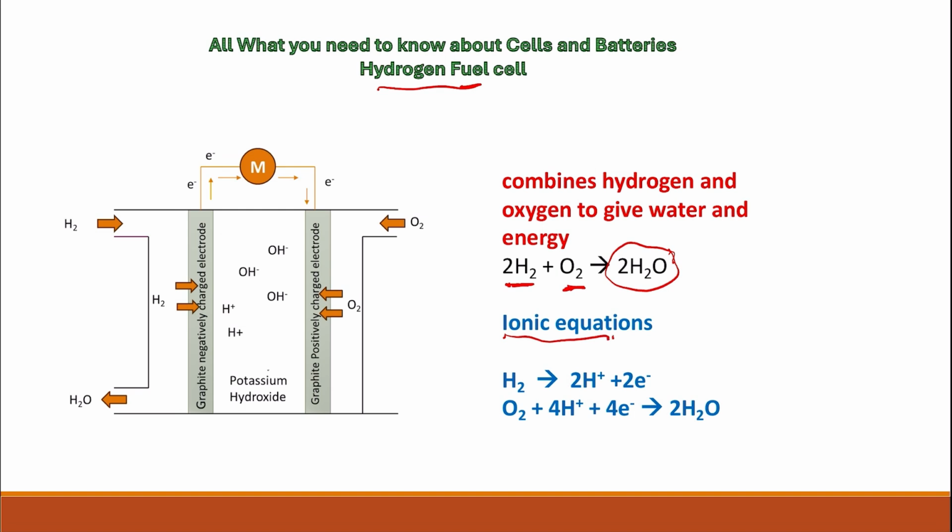You need to know the ionic equations as well, because sometimes they ask you to write the ionic equation. So you can write the ionic equation for hydrogen, where hydrogen gets oxidized to give hydrogen ions and loses two electrons, while oxygen gets reduced, where it reacts with hydrogen ions and gains electrons to give you water. So these are the two ionic equations. Sometimes they ask you to write both or just at least one. So you need to familiarize yourself with these equations.